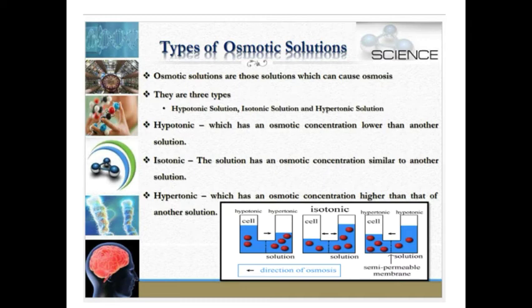The next slide is types of osmotic solutions. There are three types of osmotic solution which can cause osmosis. They are hypertonic solution, isotonic solution and hypotonic solution. So before going in depth into this, I just want to discuss with you the gaseous exchanges which happen in the plasma membrane.